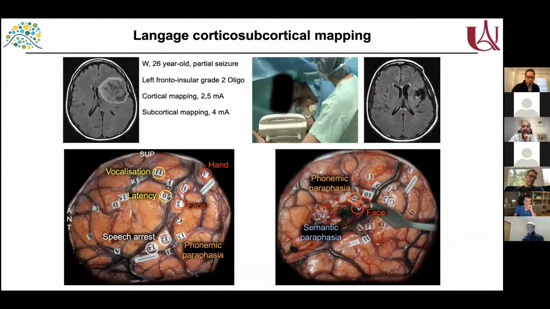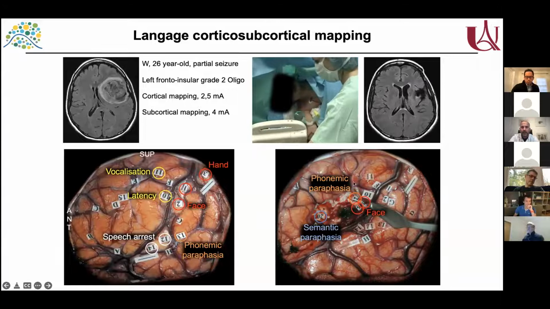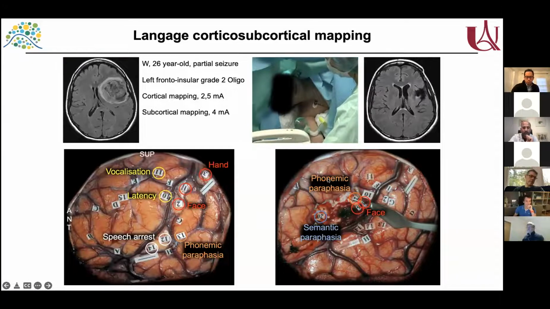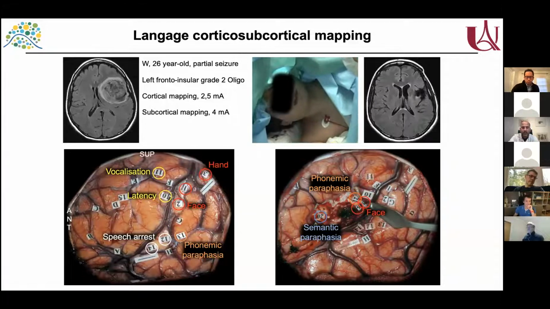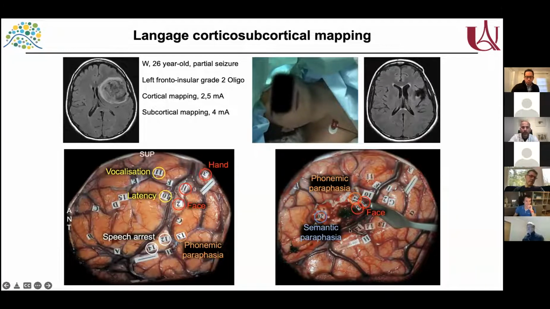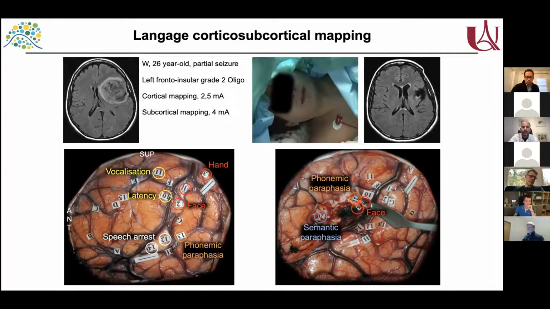mainly picture naming tasks. And in this example of a large left frontal insular diffuse glioma, we limited the resection up to the dorsal phonologic pathway, which was identified by the observation of phonemic paraphasia in the upper depth of the cavity. And we limited the resection up to the ventral semantic pathway with the observation of semantic paraphasia in the lower and inner depth of the surgical cavity.